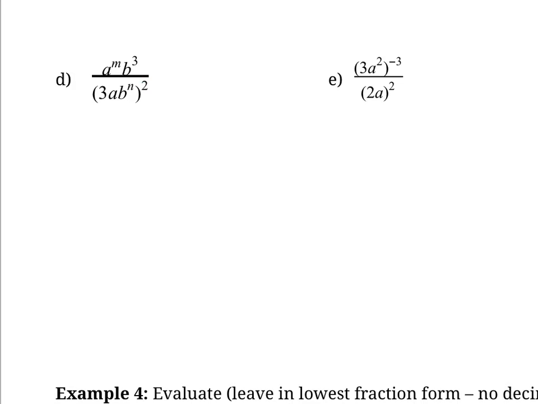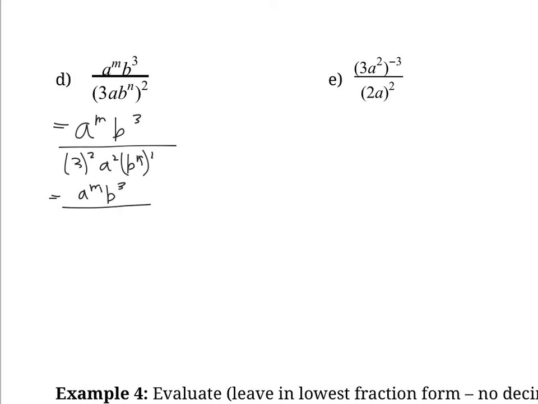So in the numerator there's nothing to do, so we're going to rewrite our a to the power of m times b to the power of 3. All over, we're going to distribute that squared, so we have 3 squared, we have a squared, and we have b to the power of n all squared. So let's keep on simplifying. In the numerator we have a to the power of m, b to the power of 3, all over 3 squared. We've got no other 3's there, so I'm going to evaluate that as 9. And then we have a squared, and then b to the power of n times 2.